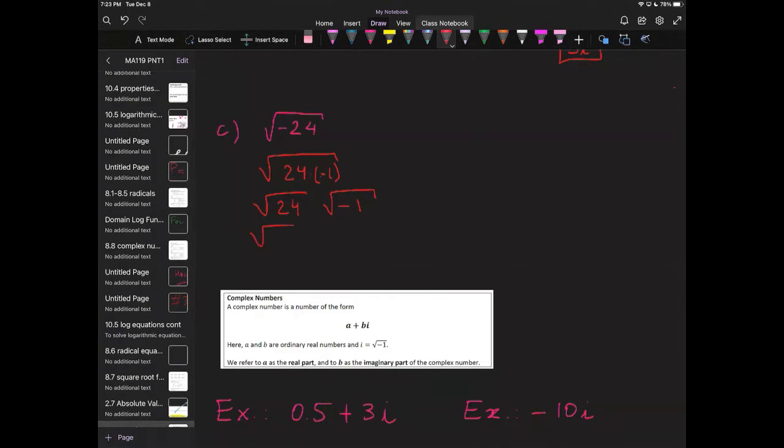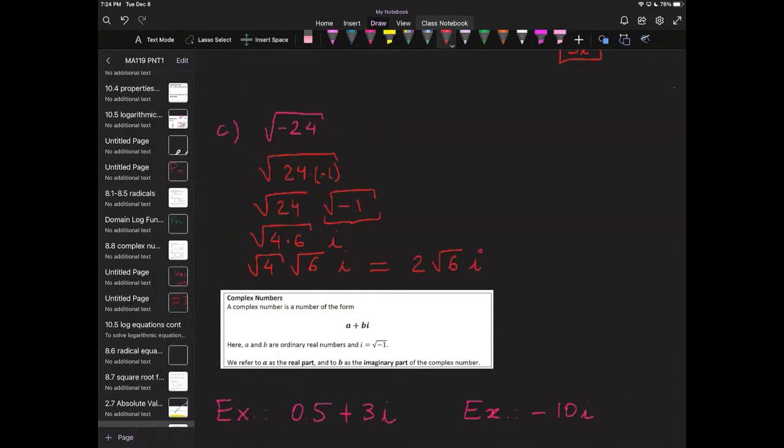Now, the simplification for the square root of 24 is the square root of 4 times 6. 4 is a perfect square, 6 is not, but that is the best I can do to remove something from inside that square root. I'm already writing i there. So if I split one more time, I have square root of 4 times square root of 6 times i. So the result is 2 square root of 6 i.